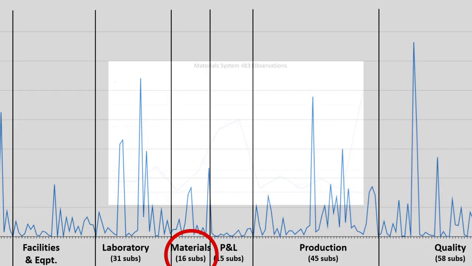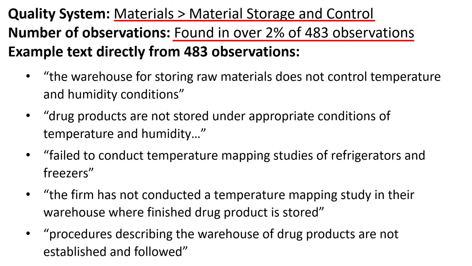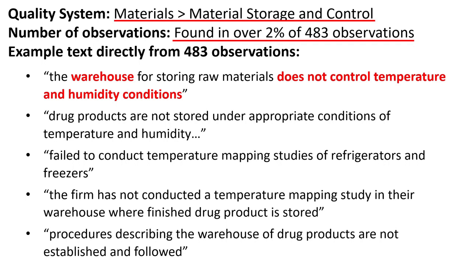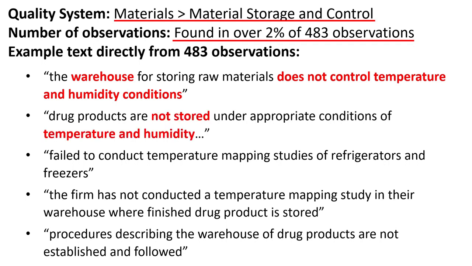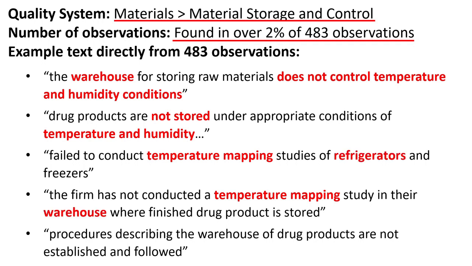Now if we zoom in just on that portion of the chart, we can see that the most observations are in the material storage and control area. These represent over 2% of the 483 findings. So what are some examples in this area? FDA observed issues with warehouses, including a lack of temperature and humidity control, and products not being stored under the proper conditions. Continuing with the temperature control theme, there were also issues with temperature mapping, including of refrigerators and the warehouse. And lastly, issues were noted with warehouse procedures.